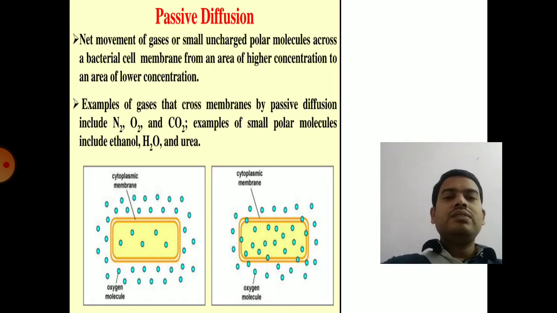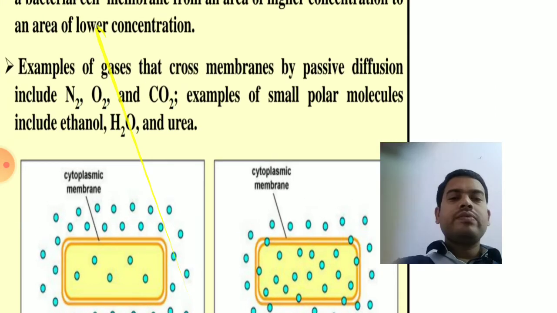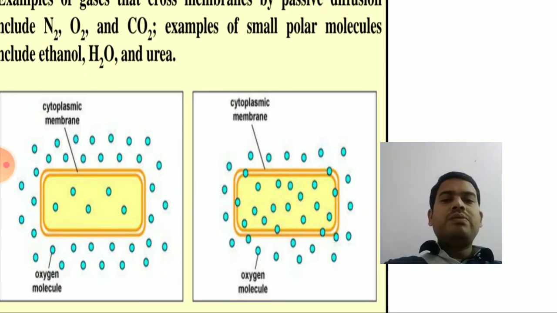So the first one is passive diffusion. As I mentioned, passive diffusion is also called simple diffusion, and the transport is from higher concentration to lower concentration. You can clearly see in the diagram. At the plasma membrane, there is a high concentration of solute particles outside the plasma membrane. Then they simply diffuse through the plasma membrane to where there is a low concentration of the solute. This is called simple diffusion.